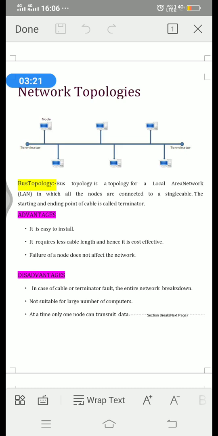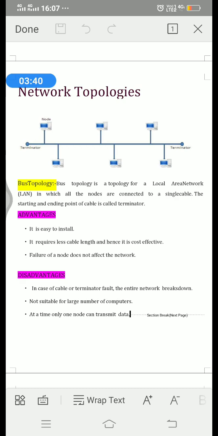Definitely it is very difficult to connect a large number of systems with the backbone. Again, the data loss will be high if we try to connect a large number of computers in bus topology.